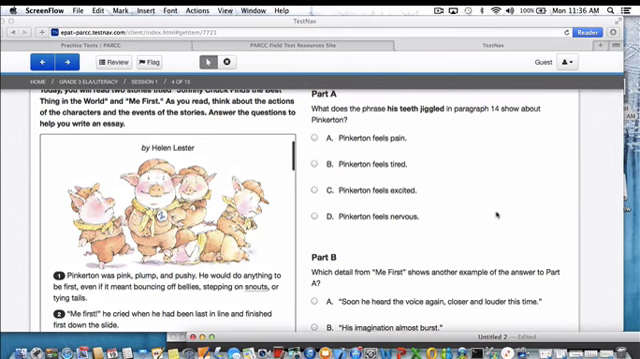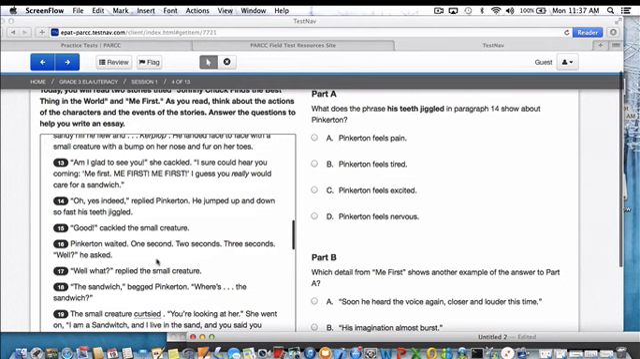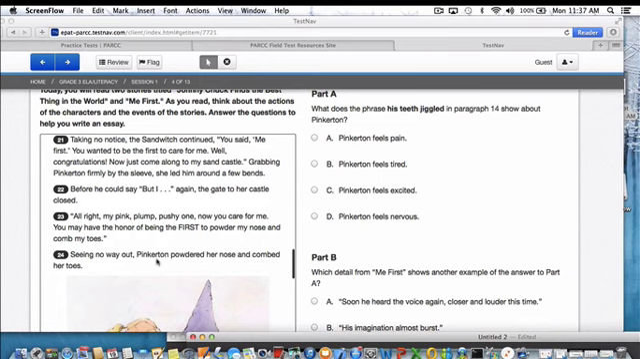Pinkerton feels pain, tired, excited, nervous. Looking at this question, I already know that it's not a remember question. It's not just what do I remember the word jiggled means. It's not even that jiggled was stated in the text. Moving up Bloom's taxonomy, it's really something I have to understand. I have to construct the meaning of it, and I have to look at paragraph 14. When I go to paragraph 14, that's going to help me. I have to show my understanding of jiggled in this paragraph, but I also have to show it in connection to Pinkerton.